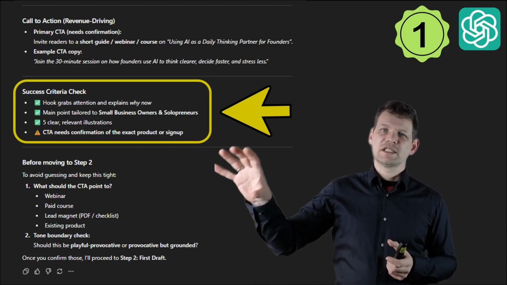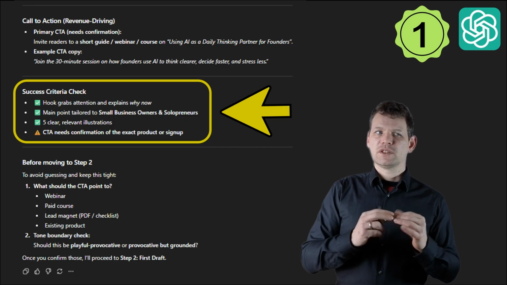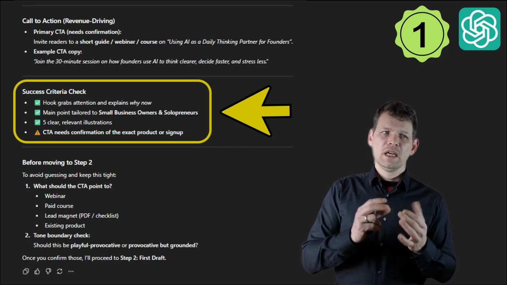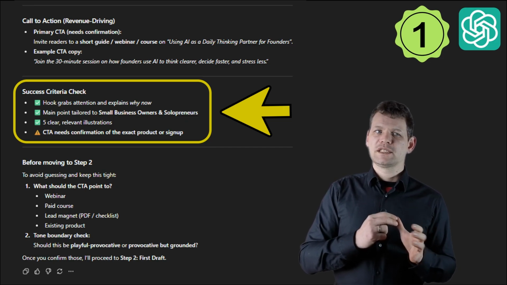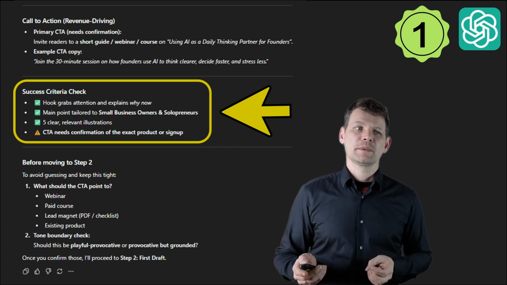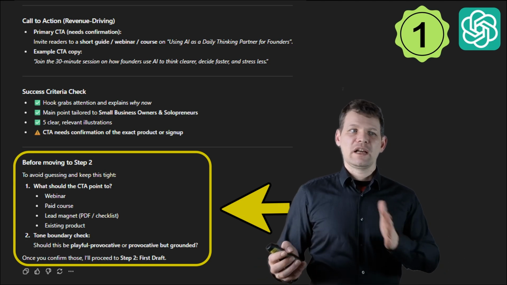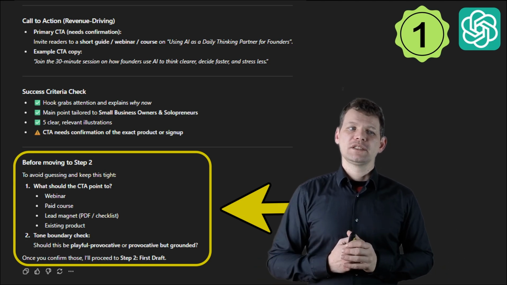So I have success criteria inside this playbook, and we'll say, okay, are these filled? It says, okay, the first three are okay. The fourth one, the call to action, is wrong, right? Because there's something wrong with the call to action. So it's reminding me, and then it says, before moving to step 2, we need to clarify what this call to action needs to be.